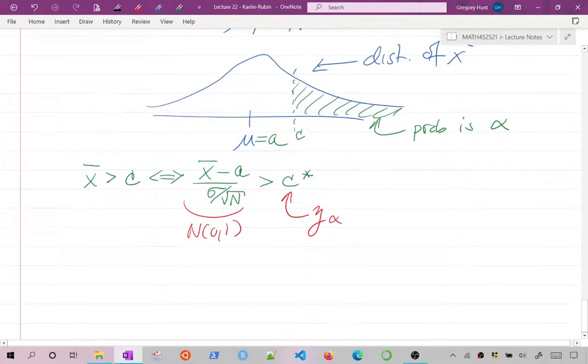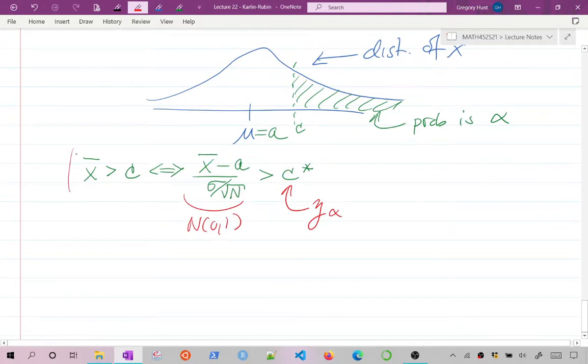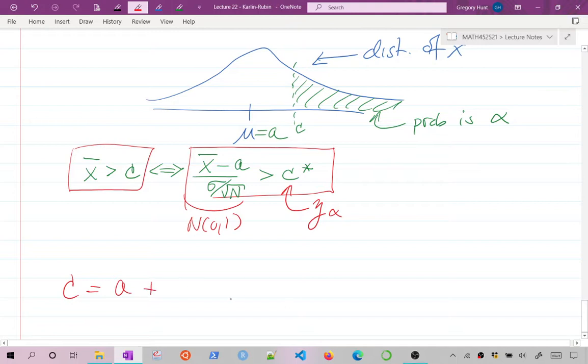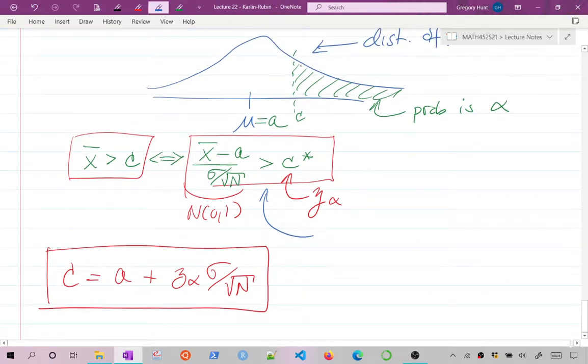And so my test, which is x bar bigger than c, is the same thing as saying this thing. So c is going to be, we just solve back for it, a plus z alpha times sigma over root n. So that's what my value of c is. Alternatively, you can think about it in terms of the second way here, which is that the test would be you calculate x bar minus a over sigma over root n, and you see if it's bigger than z alpha. You see if it's bigger than the cutoff value where we have alpha probability above it, right?